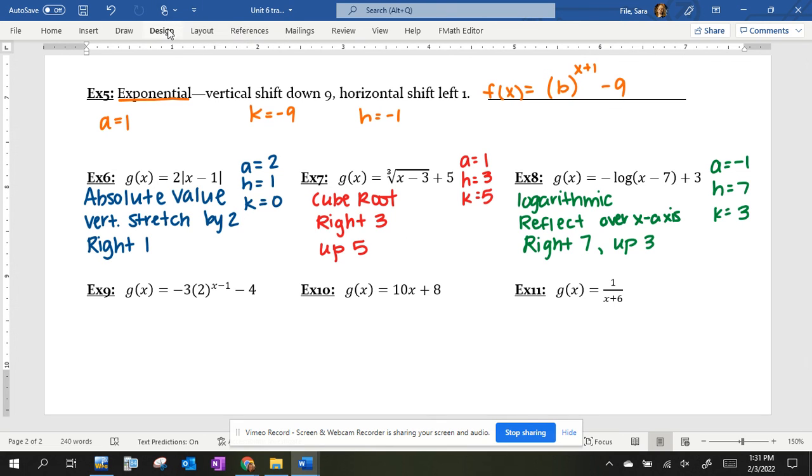It's only a stretch if it's a number other than 1. If it's a fractional value, it's a compression. If it's a value greater than 1, then it's a stretch.